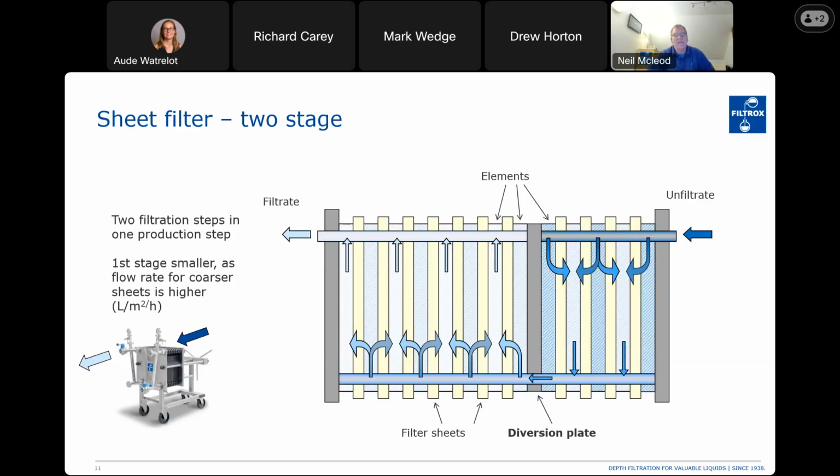The diversion plate diverts the flow into the second half of the press, through an inlet plate element, through the filter sheet, and it collects in an outlet plate or element, and then feeds out of the filter press. And you can see the little diagram there with the arrows on, showing that now the inlet is down the other end of the filter press and the outlet is still at the front.